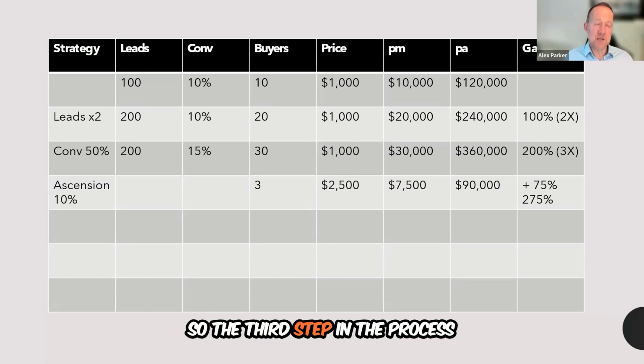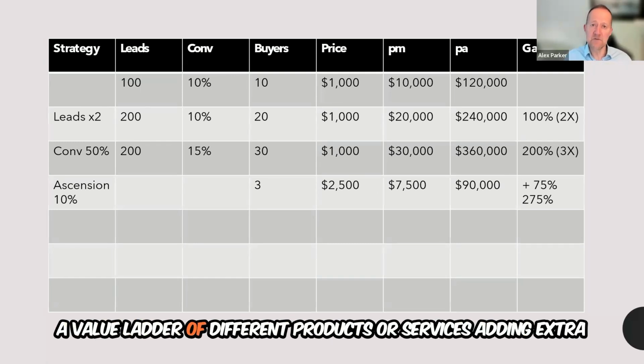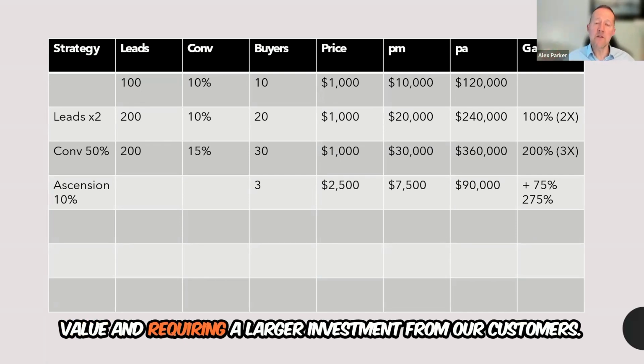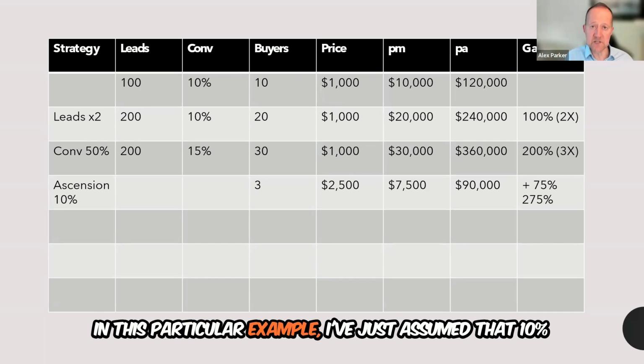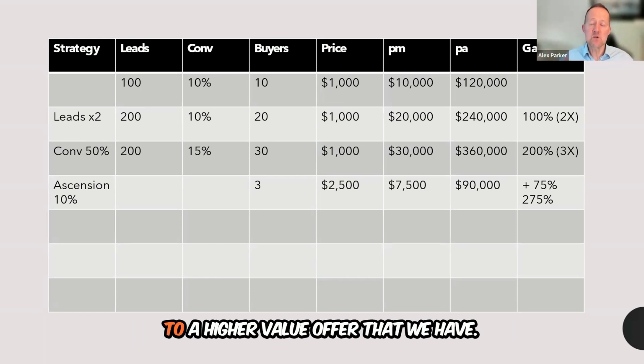So the third step in the process is to increase the ascension rate. And by that I mean we should all have a value ladder of different products or services, adding extra value and requiring a larger investment from our customers. In this particular example, I've just assumed that 10% of our existing buyers will also want to upgrade to a higher value offer that we have.